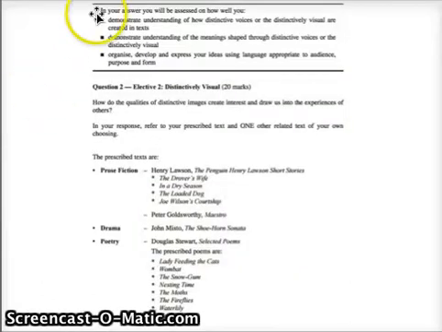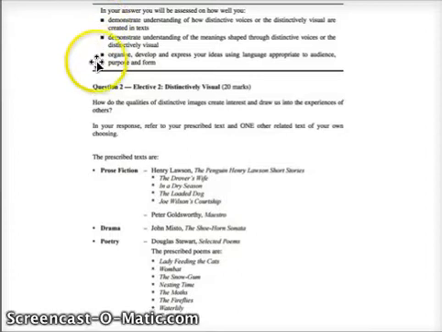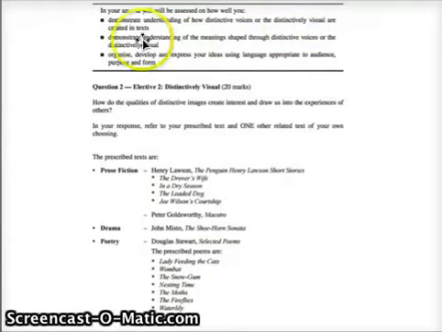You can see here there's some instructions. In your answer, you will be assessed on how well you demonstrate understanding of how the distinctly visual is created in texts, demonstrate understanding of the meaning shaped through distinctly visual, organize, develop and express your ideas using language appropriate to audience, purpose and form.